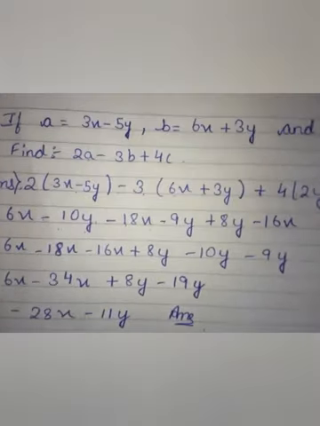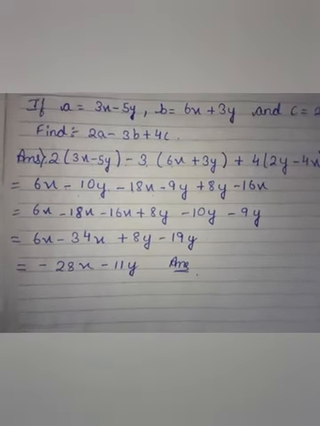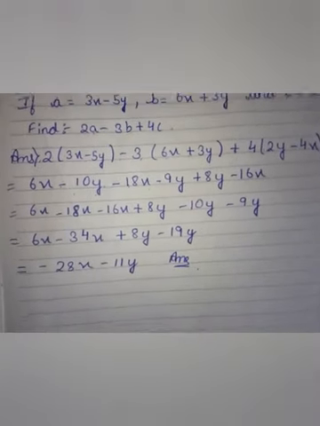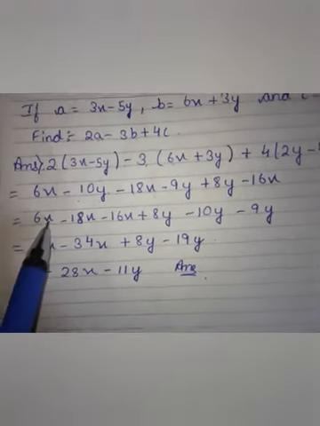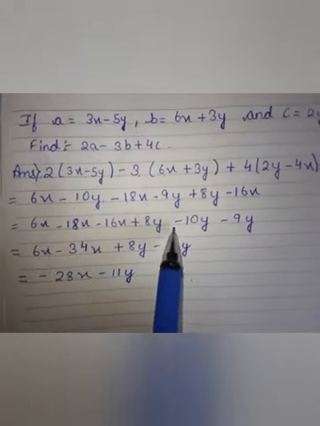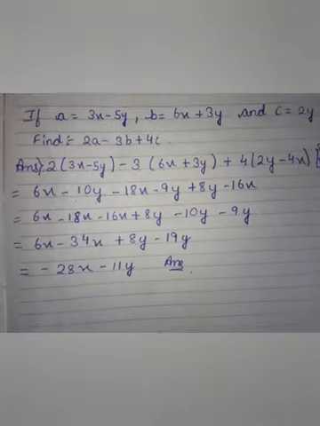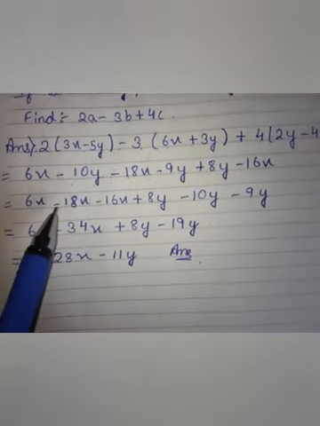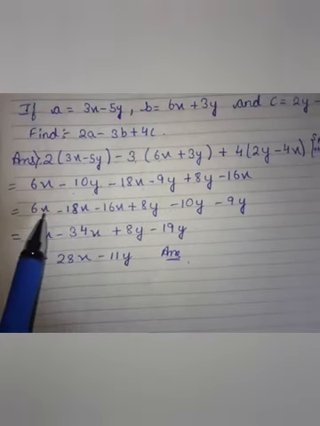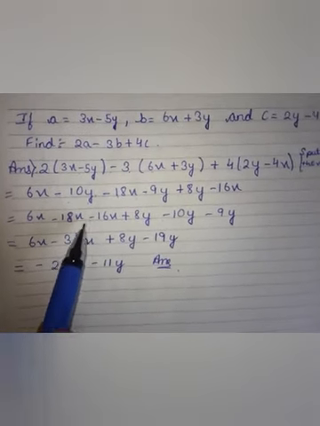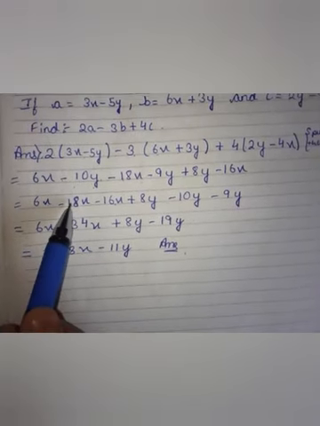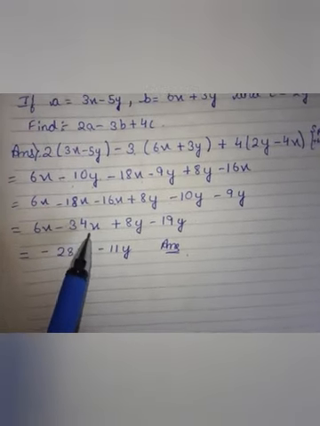Same way, we have to put the like terms on one side and the constant terms on one side. Here you can see there is no constant term, so we have to arrange the like terms. As I have done, you can see 6x minus 18x minus 16x plus 8y minus 10y minus 9y. Now 6x, and here you can see there are two, minus 18x and minus 16x, with the same sign. So as I told you before, put the sign and add both. I put the minus sign and added both. 18 plus 16 gives 34x.